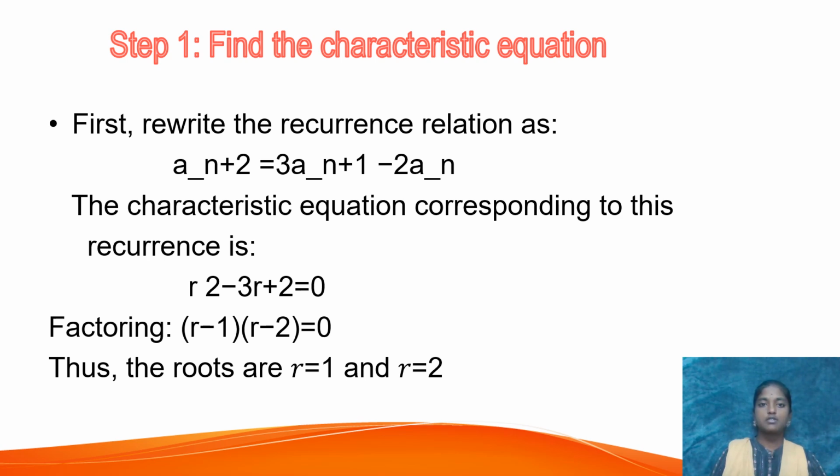Step 1 is to find the characteristic equation. First, rewrite the recurrence relation as a(n+2) = 3a(n+1) - 2a(n). The characteristic equation corresponding to this recurrence is r^2 - 3r + 2 = 0. Factoring, (r - 1)(r - 2) = 0. Thus, the roots are r = 1 and r = 2.